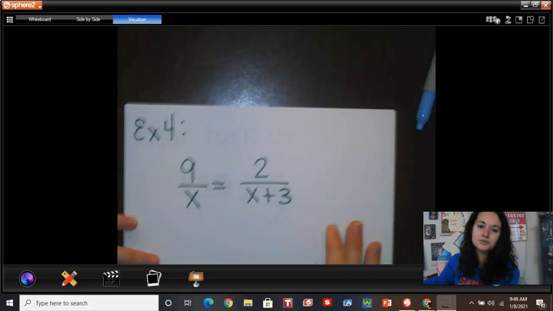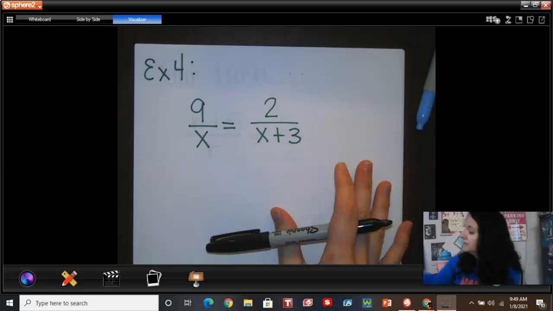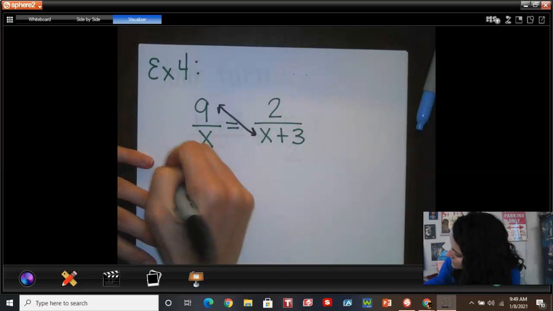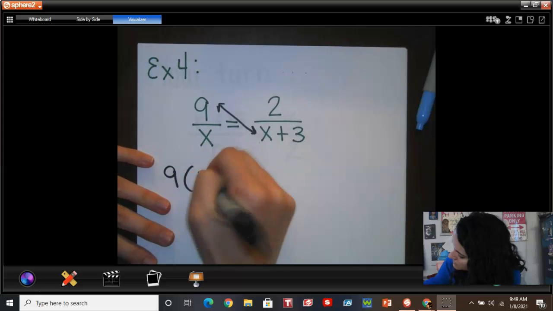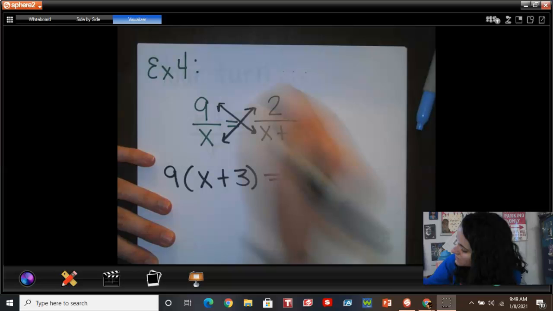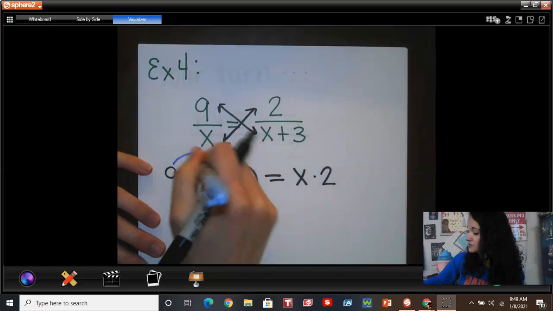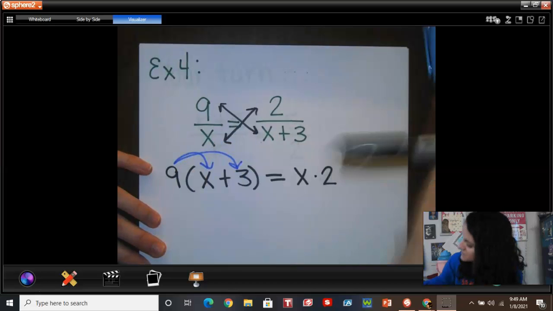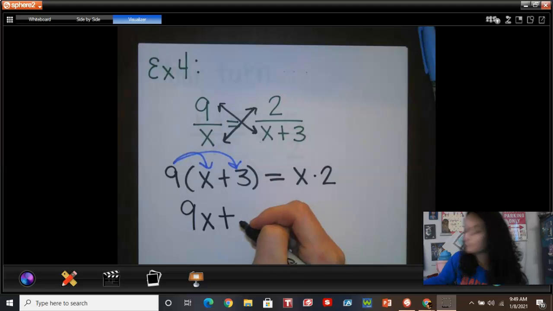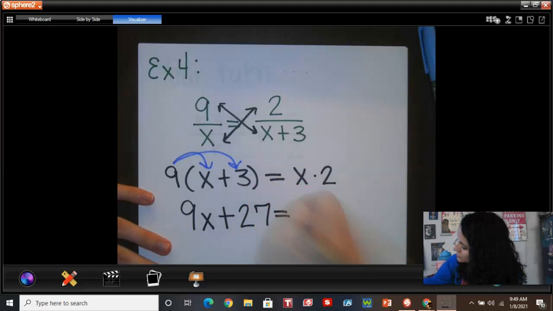All right, example 4. Now we're dealing with having variables on both sides. And we have an expression, so make sure you put that in parentheses. So we have 9 times x plus 3 equals x times 2. Again, we're using our distributive property here. So that gives us 9x plus 27, I do believe. Yep. And then x times 2 is just 2x.